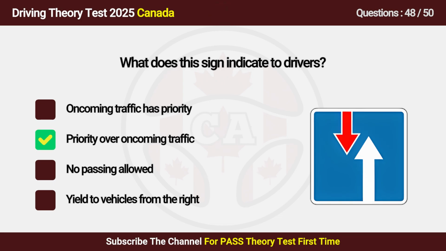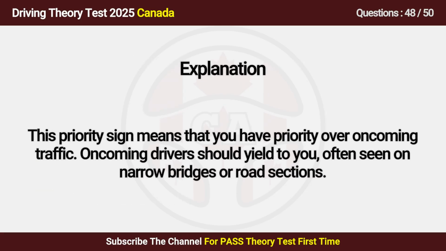Answer is B, priority over oncoming traffic. This priority sign means that you have priority over oncoming traffic. Oncoming drivers should yield to you, often seen on narrow bridges or road sections.